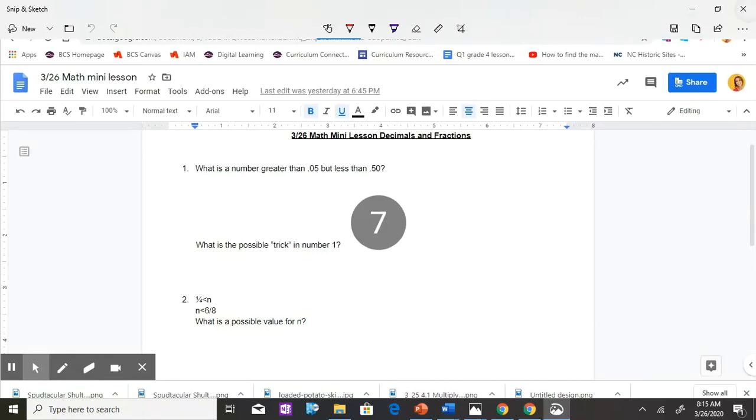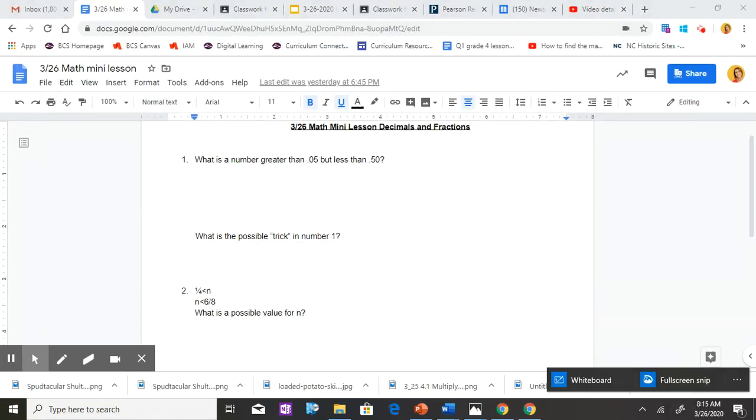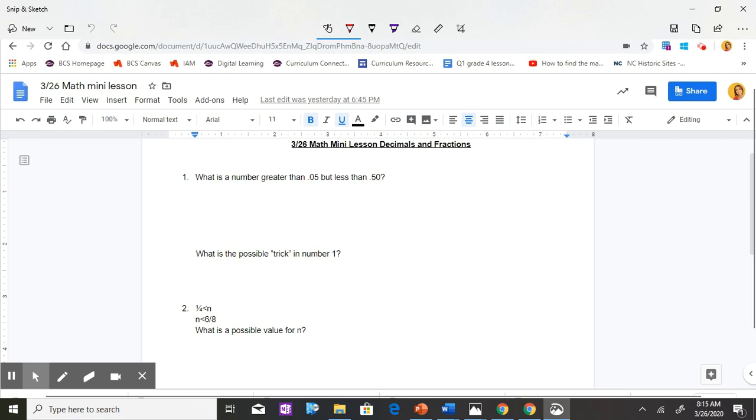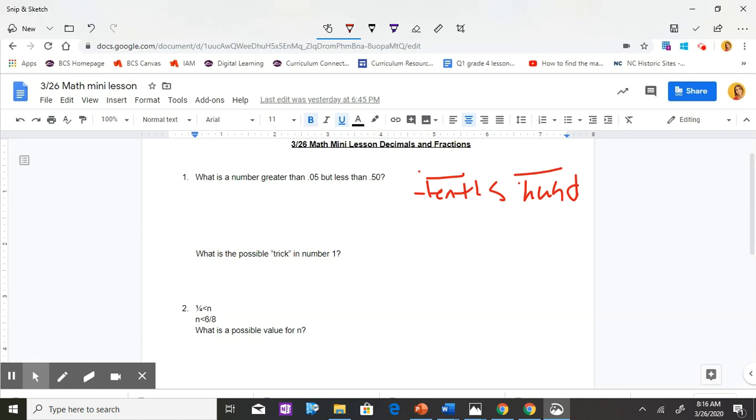So we are going to look at these mini problems for the mini lesson real quick. We're looking for a number greater than 5/100ths, but less than 5/10ths. Remember when we're talking about decimals, this is the tenths place, and this is the hundredths place, okay? So we're remembering that when we're dealing with decimals. So something that's larger than 5/100ths.